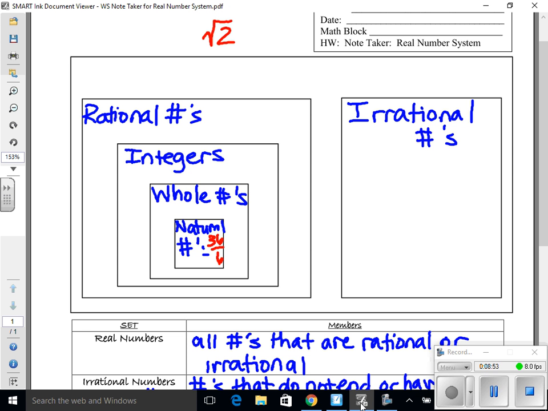Once it's on the irrational side, that's all it can be. It cannot be anything else. There are no subsets to irrational. Okay, so we have that one placed.